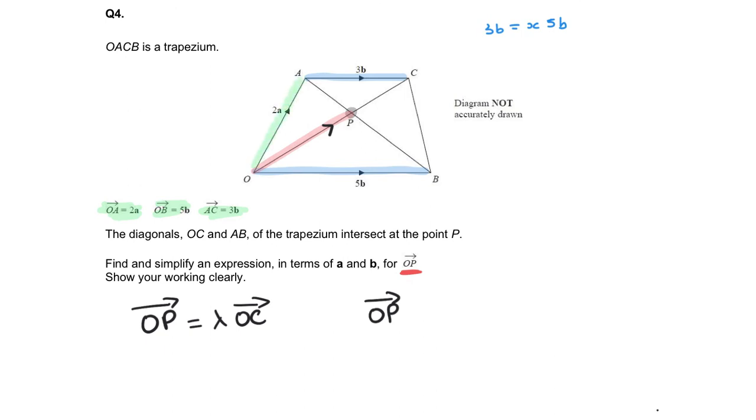OA plus AP. Is that a completely different way? Yes, and we're using different lines essentially, aren't we? So we have OP can also be achieved by doing OA plus, now, to get from A to P, I have to do a portion of the line AB. Do I not? Perfect. Plus mu of the line AB.